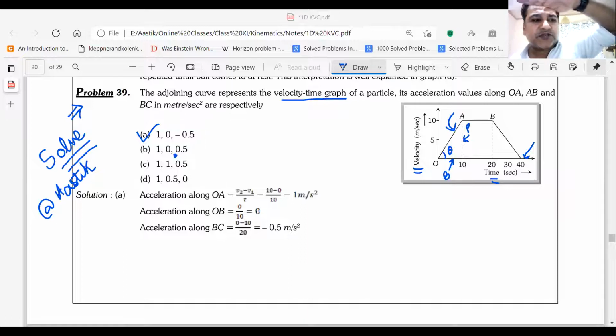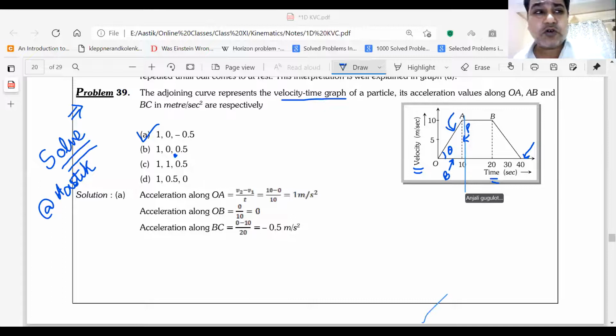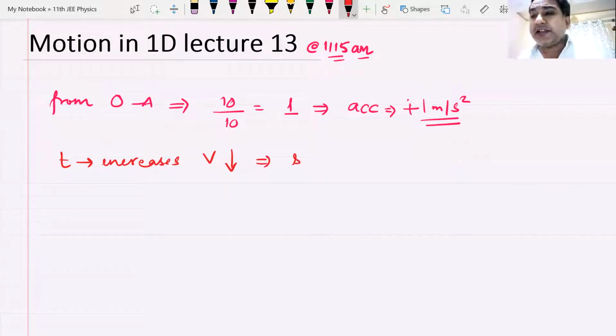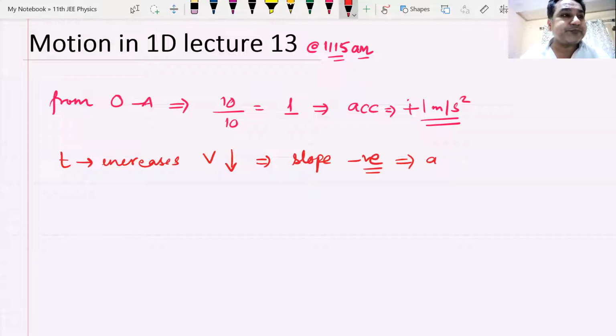What is the axis, what is the slope of the graph, and then the first one, the slope of this is negative 0.5. Am I clear? It decreases, and hence the slope is negative. Since the slope of the velocity time graph is negative, acceleration is also negative.